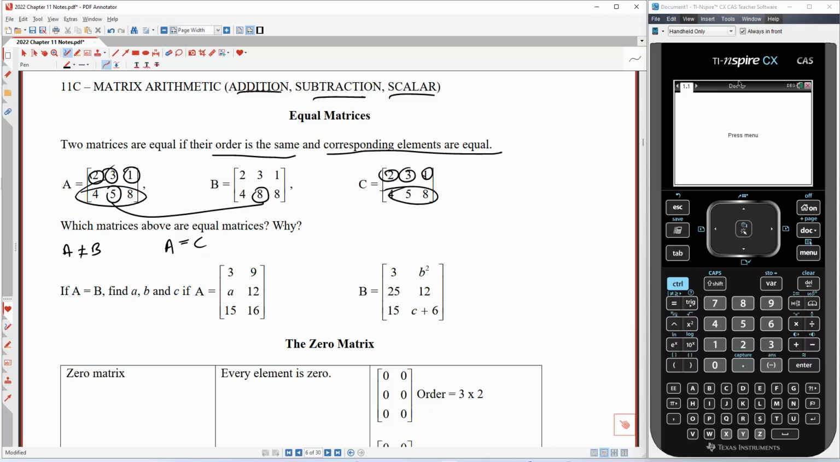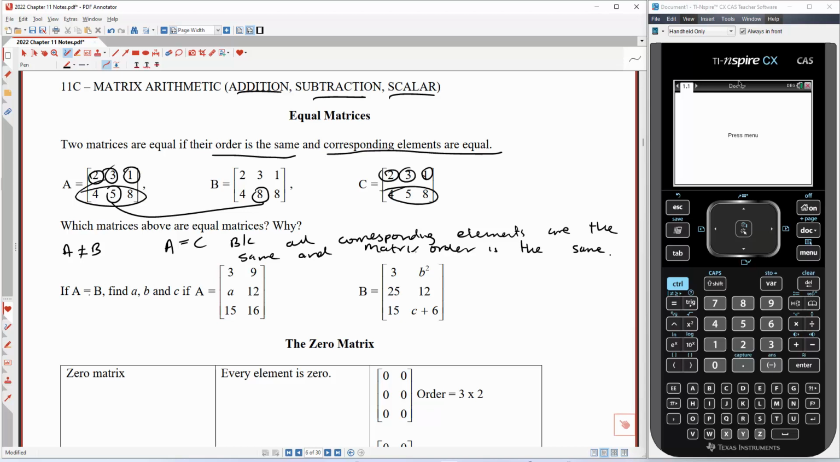So A equals C because all corresponding elements are the same and matrix order is the same.